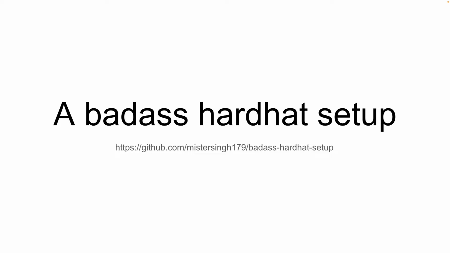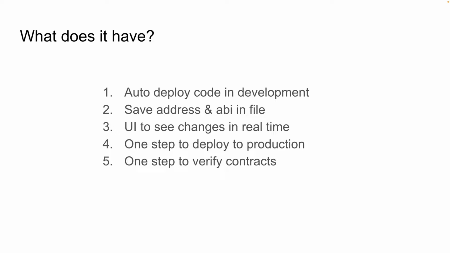So let's talk about a badass Hardhat setup. It should have 5 things in it. Number one, as I change my code, it should deploy it to chain in development in real time. Number two, it should save my contract addresses and ABIs in a file so I can later retrieve them. If I have a UI, the changes should show up in real time.